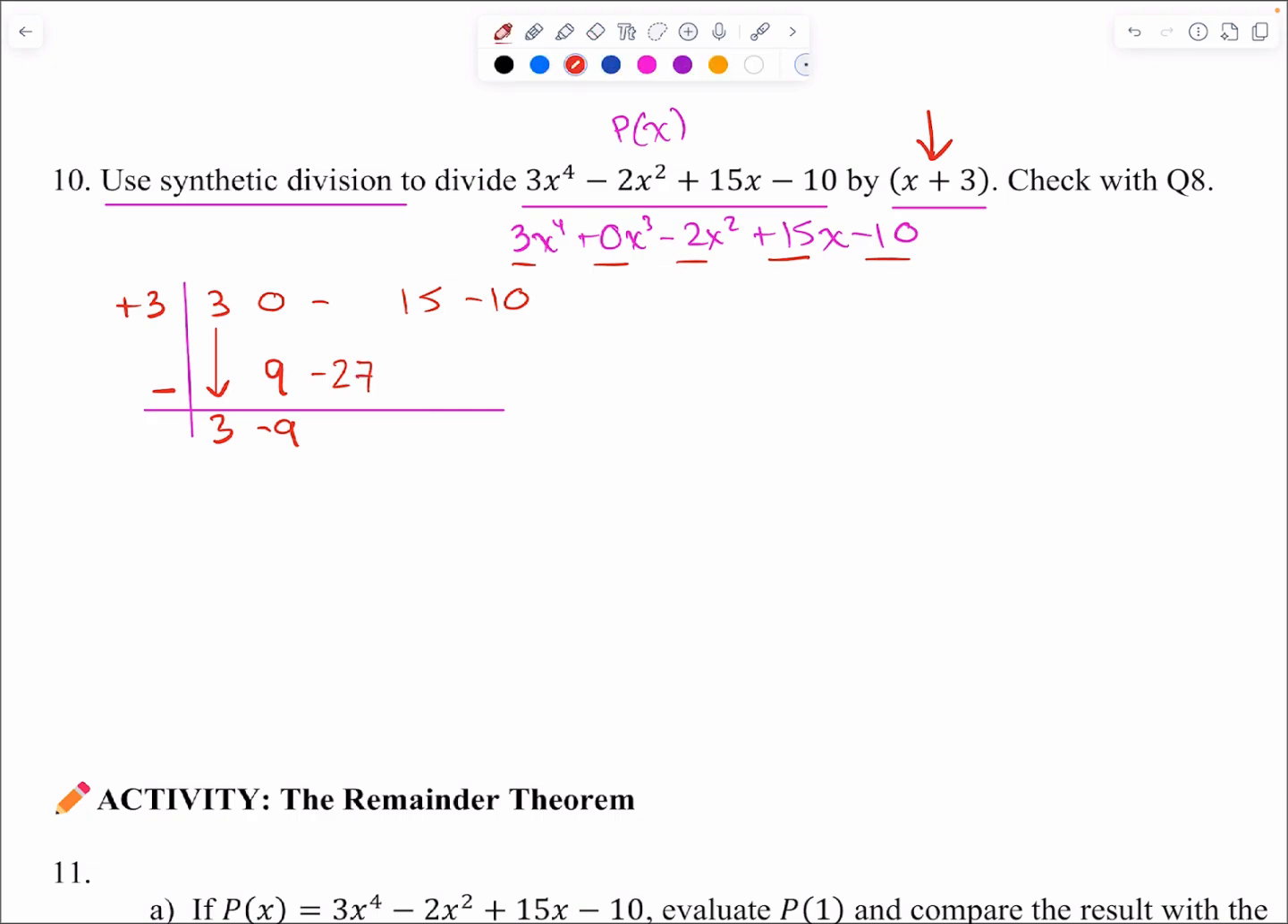You're going to go -2. Sorry. You're going to go -2, subtract -27. So that's going to be adding 27, so that's going to be positive 25. You're going to go 25 times 3, which is 75. You're going to go 15 minus 75, which is -60. Then you're going to go -60 times 3, which is -180. Then you're going to go -10 plus 180, which is 170. This last term is your remainder.